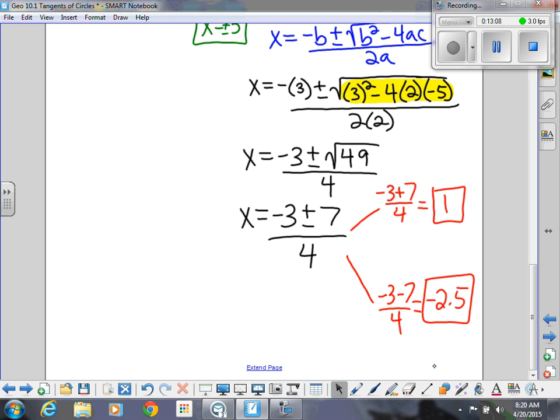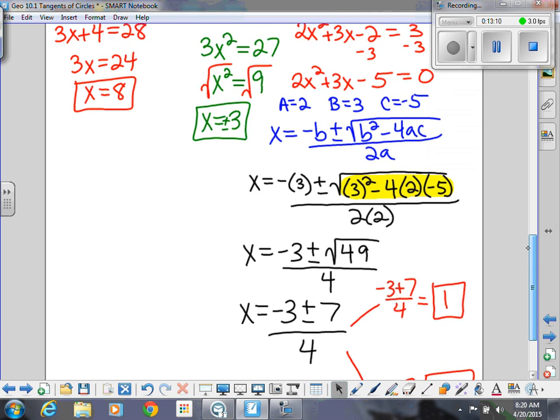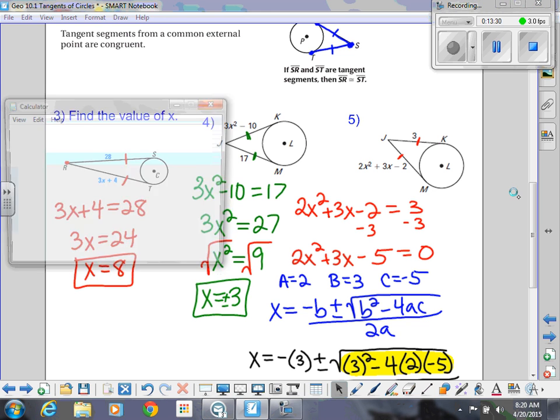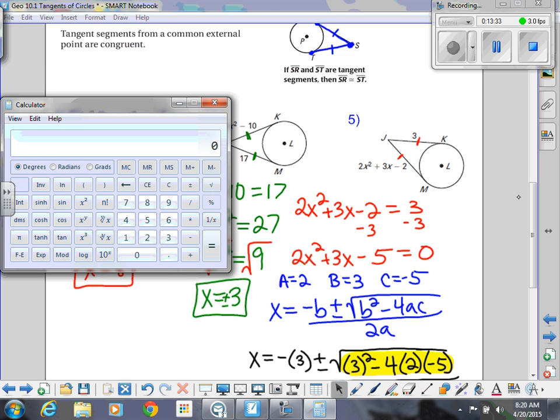So let me double check and make sure that the negative one would give us a positive answer. If we plug this in, I would get a positive number here, and then a negative number here. So would that be too big? Let's see. Let's pull up our calculator. If I do 2 times 2.5 squared, that gives me 6.25.